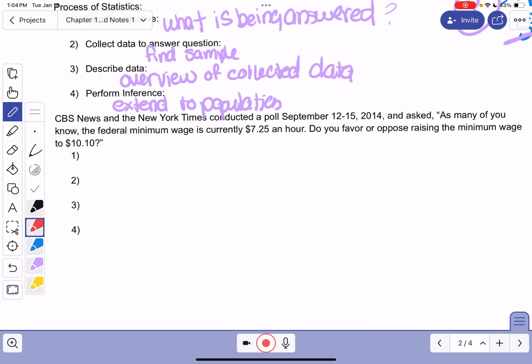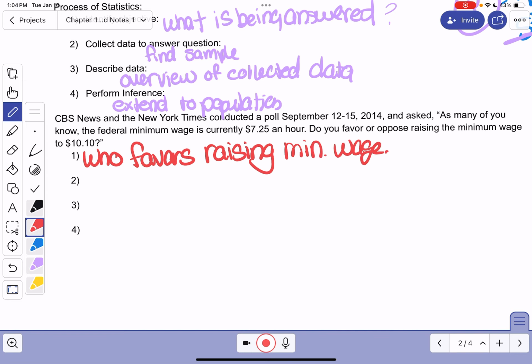CBS News and the New York Times conducted a poll September 12th through 15th, 2014. And they asked, as many of you know, federal minimum wage is currently $7.25 an hour. Do you favor or oppose raising the minimum wage to $10.10? So they're trying to figure out who favors raising the minimum wage. And even though it's not said in this sentence, we're saying their population is adult Americans. So they want to know what percent of adult Americans favor raising the minimum wage.